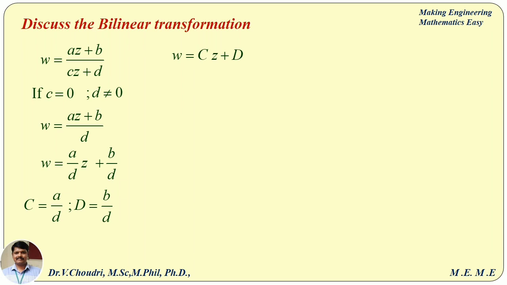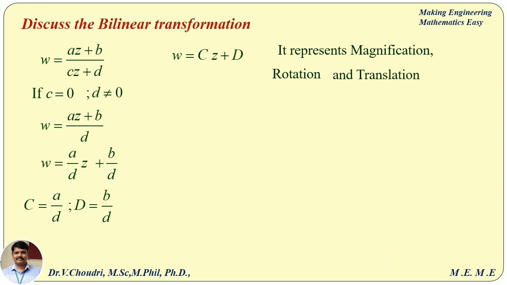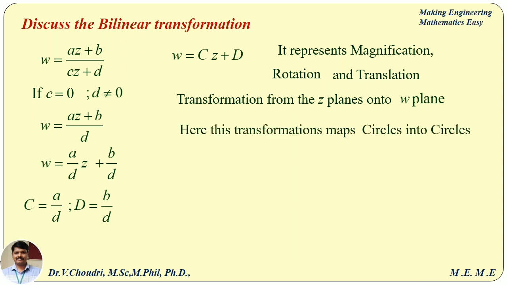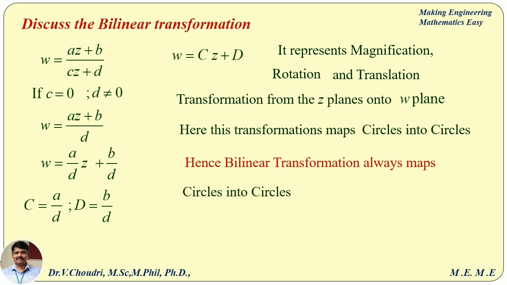This is one of the conformal mappings. It represents magnification, rotation and translation. So, the transformation is obtained from Z plane onto W plane. Here this transformation maps the circles into circles. Hence, the bilinear transformation always maps the circles into circles with lines as limiting cases.